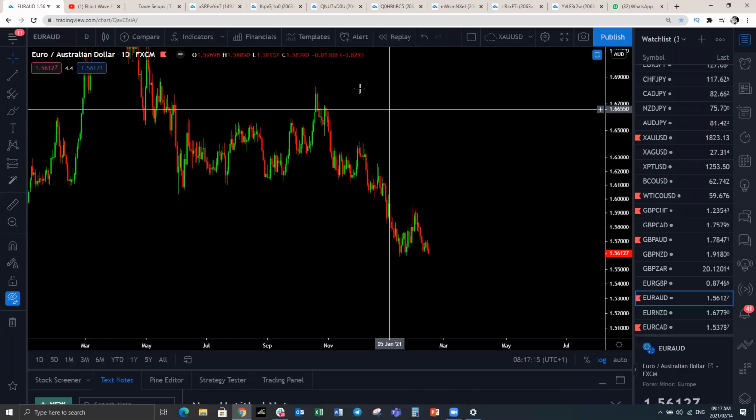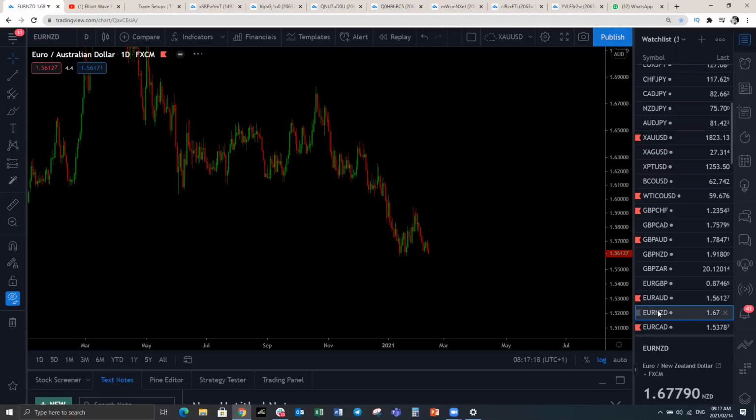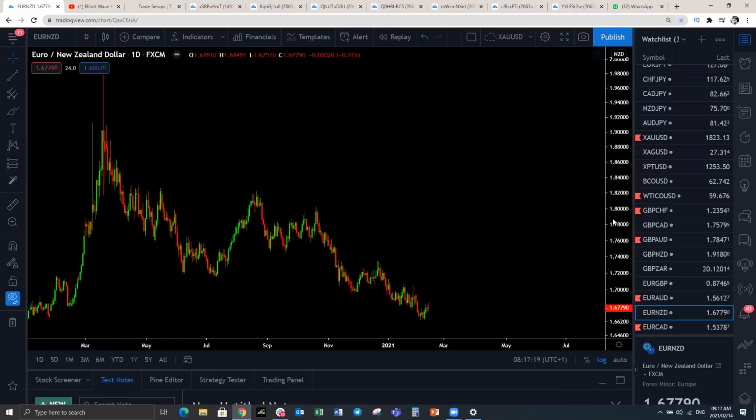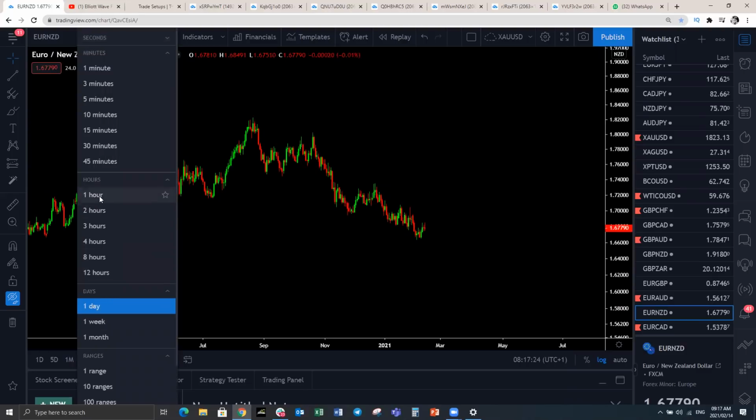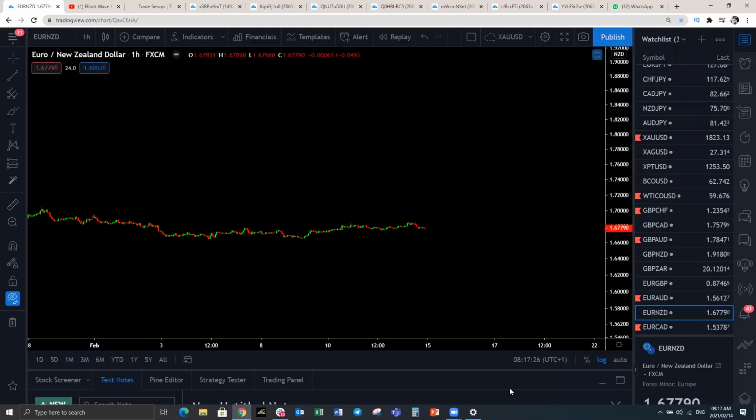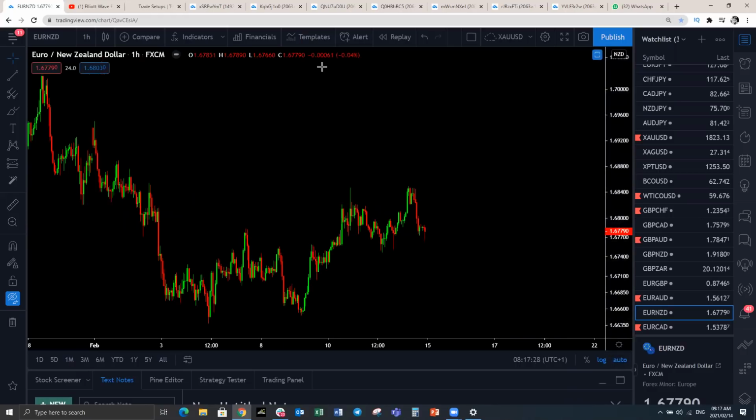Let's have a look at EURAUD. Continuation to the downside. Euro New Zealand. We expect Euro New Zealand to follow EURAUD, although Euro New Zealand did not quite show the drop here. Let's have a look on the 1 hour. We'll expect continuation to the downside. We'll expect it to follow EURAUD as well. So here we're looking for downside.